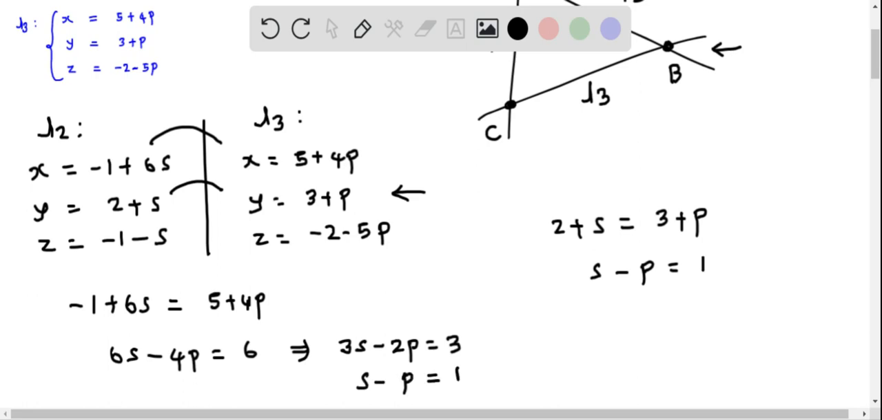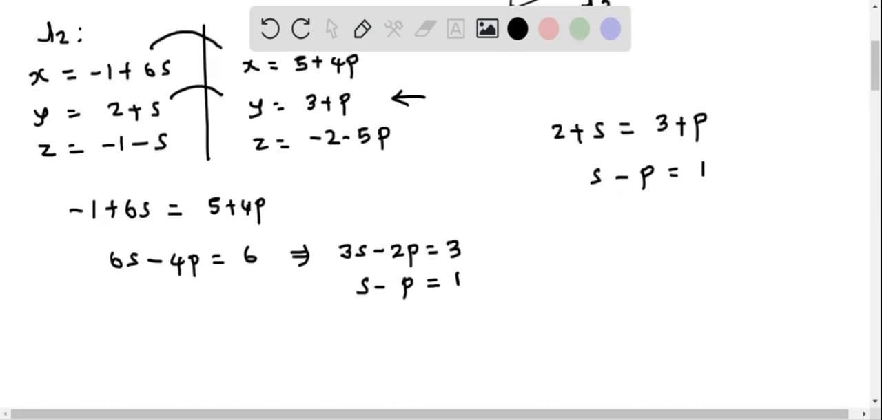So this is s minus p equals 1. So now we have a set of two equations and two variables, which we can solve either by substitution or elimination method. So I'm going to use the substitution method. So here I find s equals 1 plus p. And now I substitute this s equal to 1 plus p into the first equation.